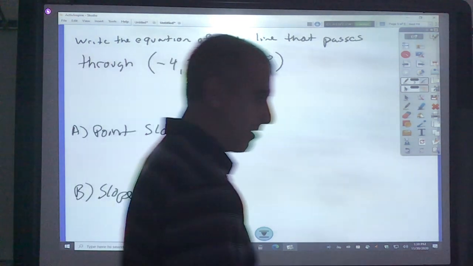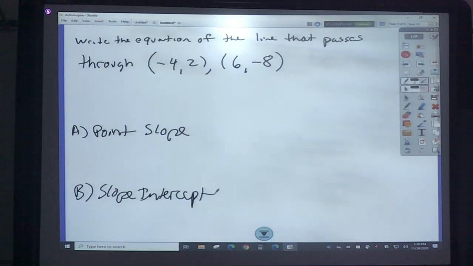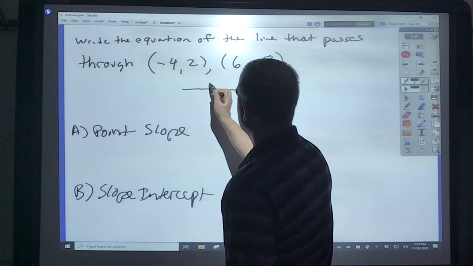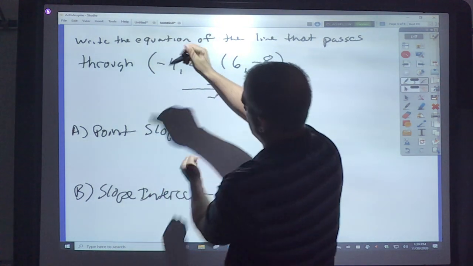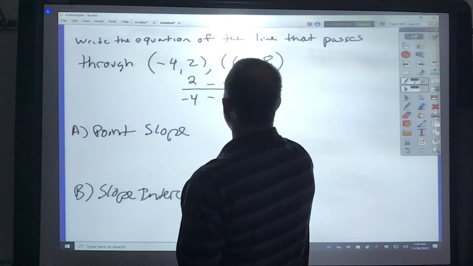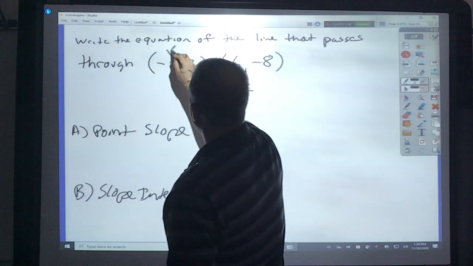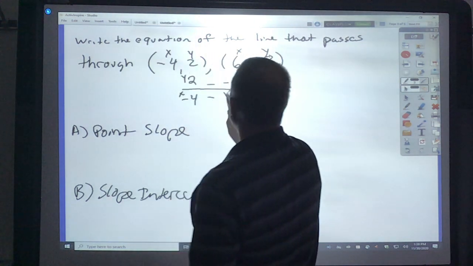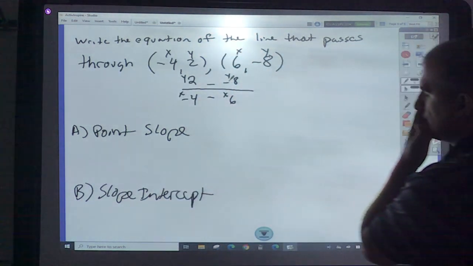Now, a little bit different here. They didn't give us the slope. Now, we should all be good by now with finding slope. Turn the wheel to the left, 2 and -4. Turn the wheel to the left, -8 and 6. XY, XY, XY, XY. Notice those match.